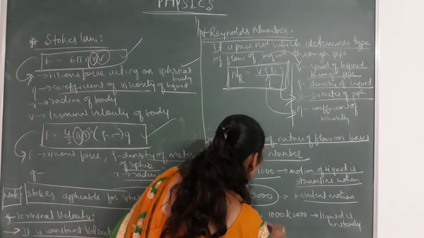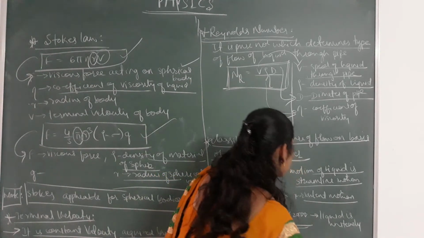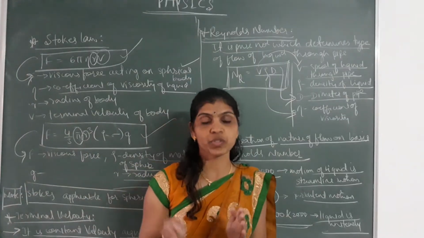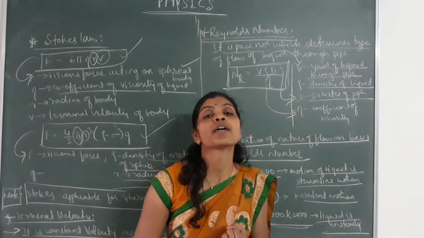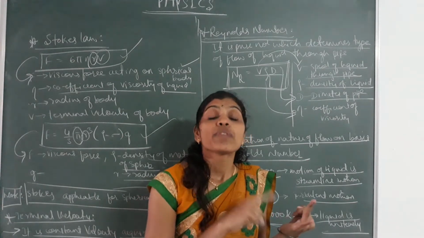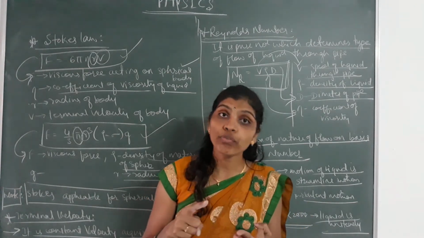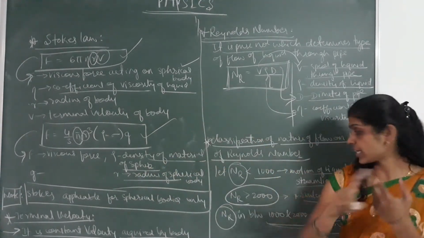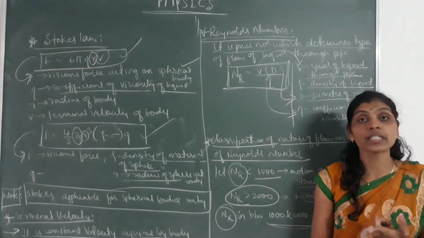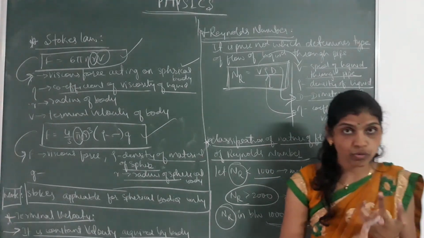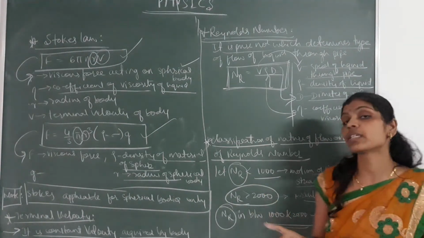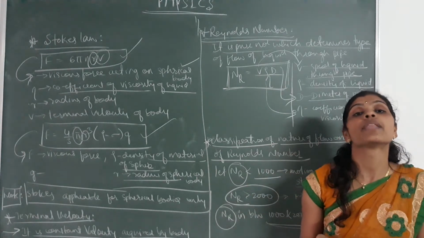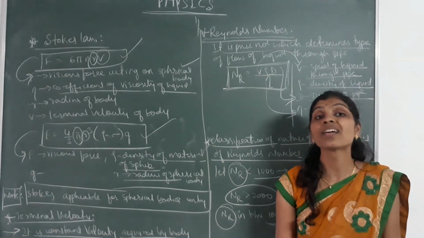If the Reynolds number lies between 1000 and 2000, the flow is called unsteady. So Reynolds number is a pure number, by using its value we can classify the type of flow of liquid. If it is less than 1000, the flow is streamlined. If it is greater than 2000, it is turbulent motion. If it lies between 1000 and 2000, we call it steady motion.